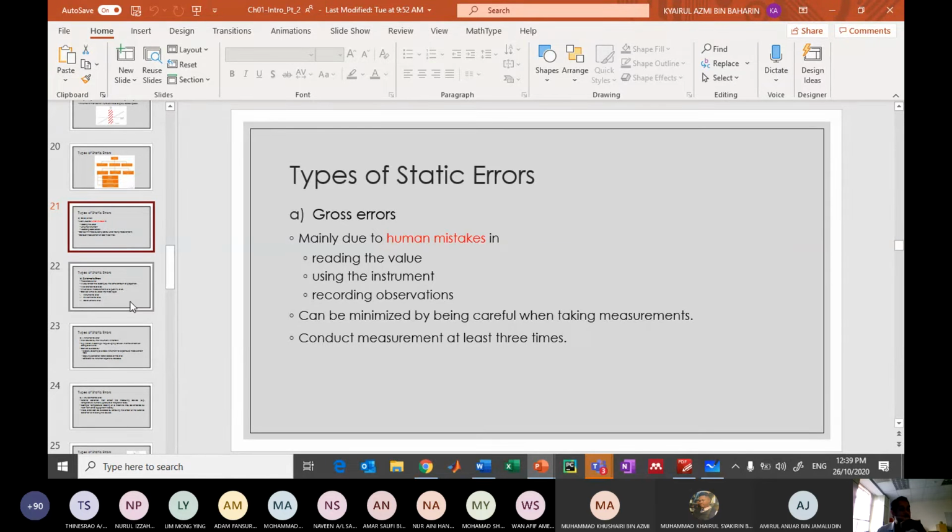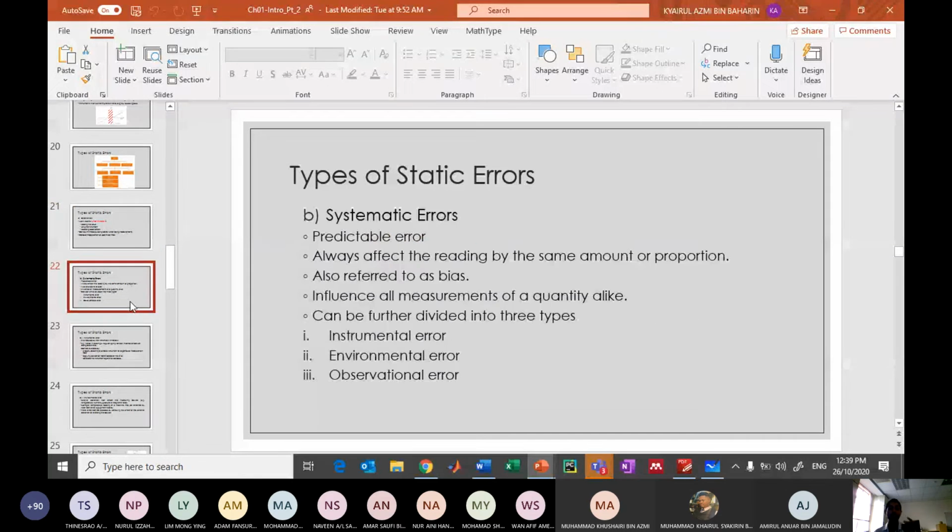Alright. Ada yang jawab instrumental error ataupun systematic error. Mari kita tengok. Systematic error, what does it mean? Systematic error is predictable error. That means it always affects the reading by the same amount of proportion. Maknanya kalau you baca reading tu kali kedua atau kali ketiga, you akan dapat nilai yang sama je. Dia lari dia sama je. This is what we call as systematic error.